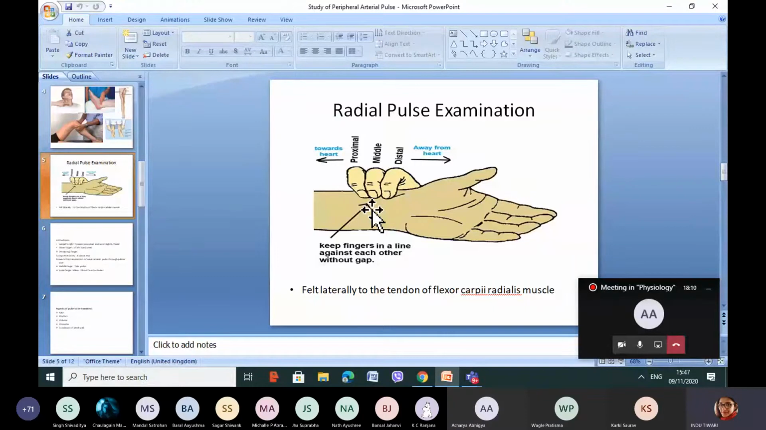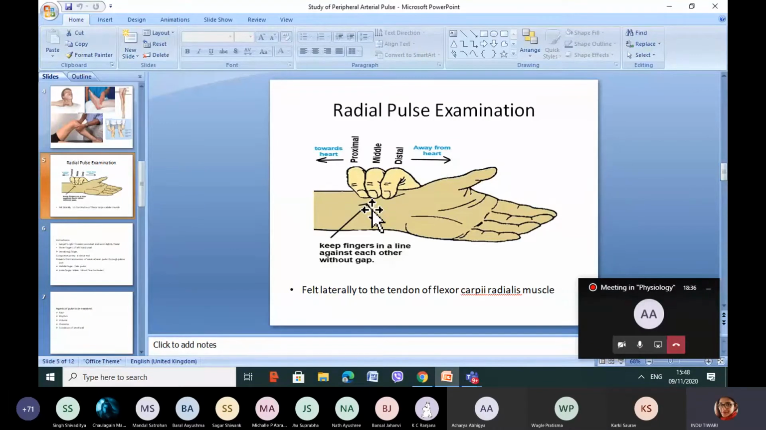So the distal finger, or the ring finger, is used to slightly compress the artery at the distal end. This compression will prevent the transmission of the pulse through the palmar arch. Similarly, the middle finger is the one that is used for feeling the pulse.